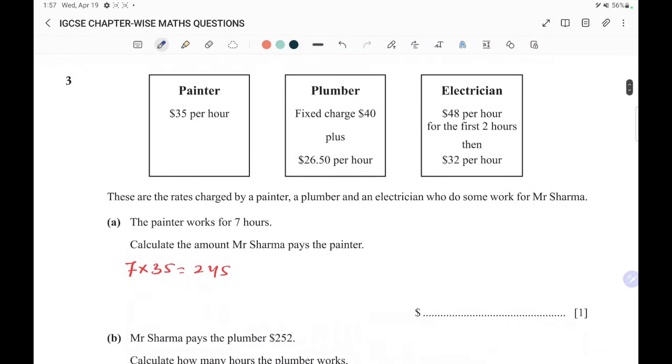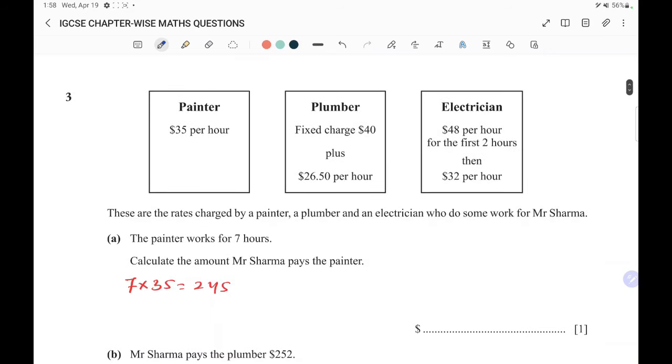Now this third one, I already told you that you should practice this question, but when you have any problem, then you can listen to this to understand. These are rates charged by a painter, plumber, and electrician who do some work for Mr. Sharma. The painter works for 7 hours. Calculate the amount Mr. Sharma pays. So this is 35 per hour, so just multiply by 7 to get $245.